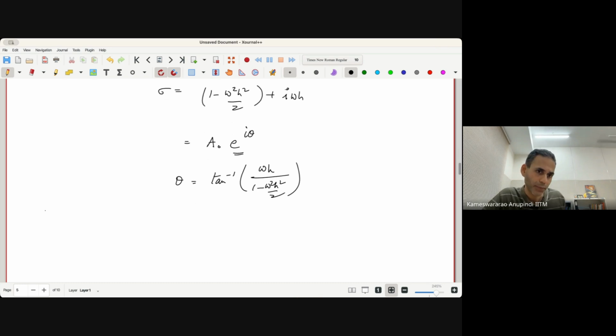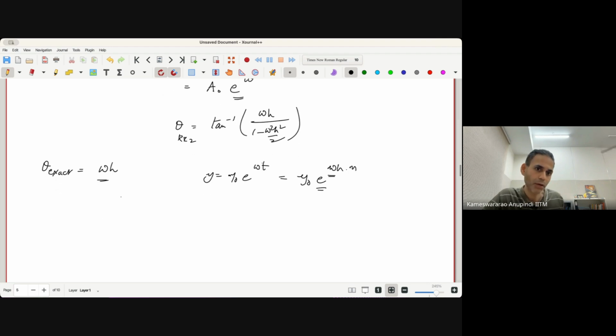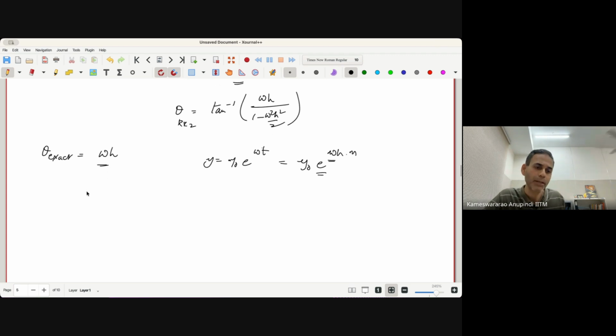But we know that this is theta for RK2, right? But then what is theta for the exact solution? The exact solution theta was equal to omega h, right? This we have established before, because y equals y naught e to the power omega t, which is equal to y naught e to the power omega h times m. So the phase is given by omega h for each time step. So it is exact. But then we want to know the phase error. That means we want to calculate theta exact minus theta RK2.